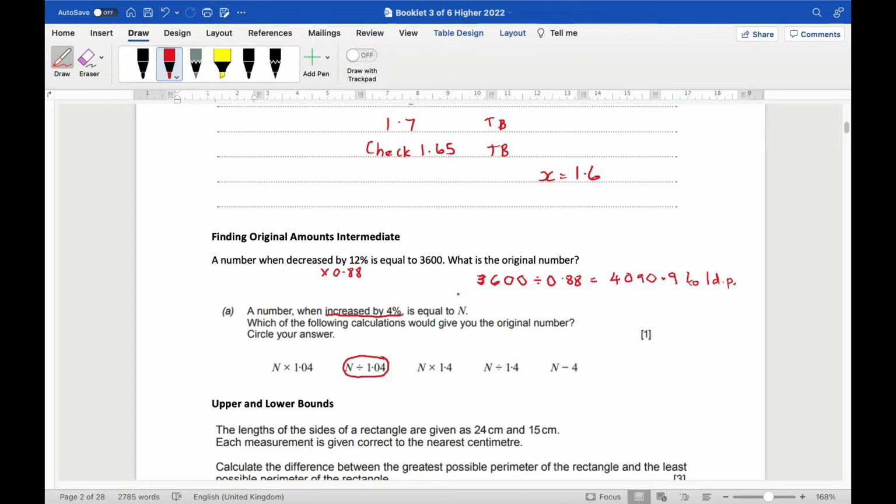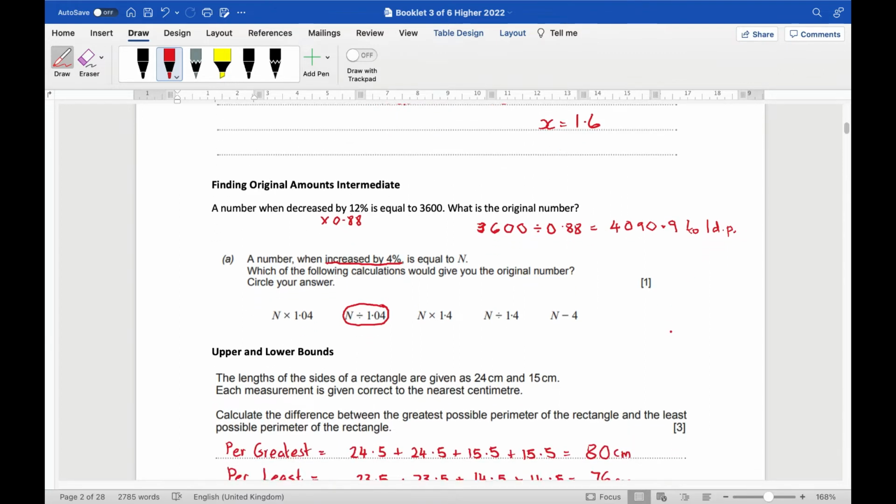Finding original amounts, a number when decreased by 12%. Well, to decrease a number by 12%, we would times by 0.88, which is 12% less than 1, okay? But 3,600 is the answer. What's the original number? Well, we need to reverse that. To find an original amount, we're dividing by the multiplier rather than multiplying by the multiplier, okay? So that was my answer to 1 decimal place.